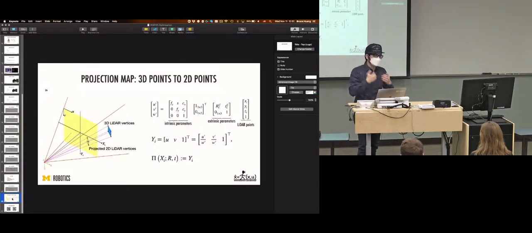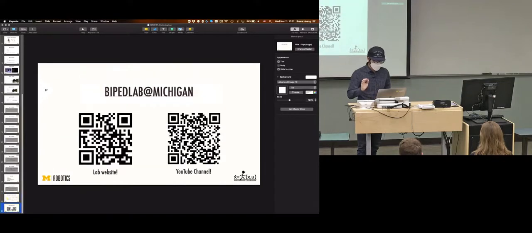I cannot talk more now because if I keep talking, it will take a whole semester to explain this concept. And here's the projection map, how can we project 3D to 2D? Here are the backup slides, and our website and YouTube channel.